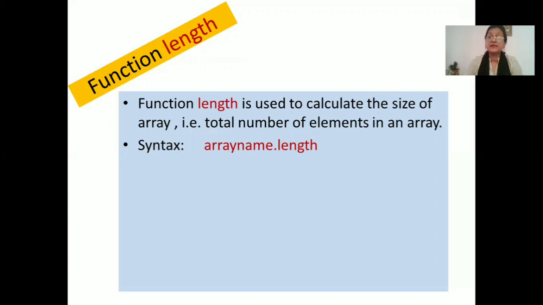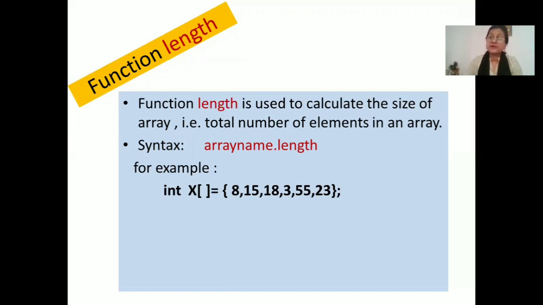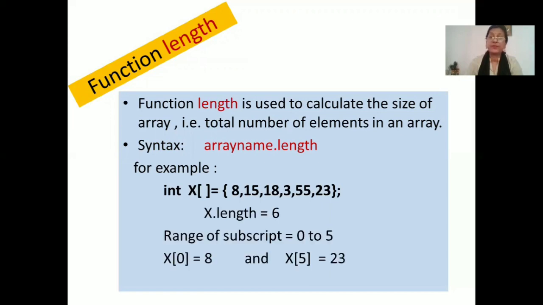The syntax is array name dot length. This is the syntax. For example, if we initialize in this manner, int x[] is equal to, then within curly braces, we have separated the values like this: 8, 15, 18, 3, 55, 23. So the length is equal to 6, means how many total elements are present. And how can you mention the length? By writing x.length. Whenever you want to mention the length, you can just write x.length. x.length will give you the total number of values present in the array.